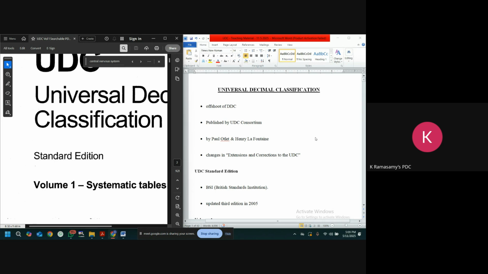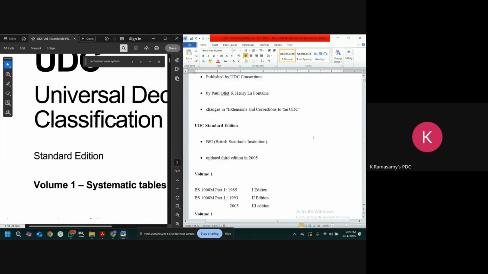Actually, to be more frank, UDC is an offshoot of the already existing DDC. When DDC was very popular, two advocates, Paul Otlet and Henri La Fontaine, approached Melvil Dewey, and they got permission from him to make changes in the existing 5th edition of DDC, so that they could bring something new into the scheme. Melvil Dewey very generously granted the permission, so they started working on that.